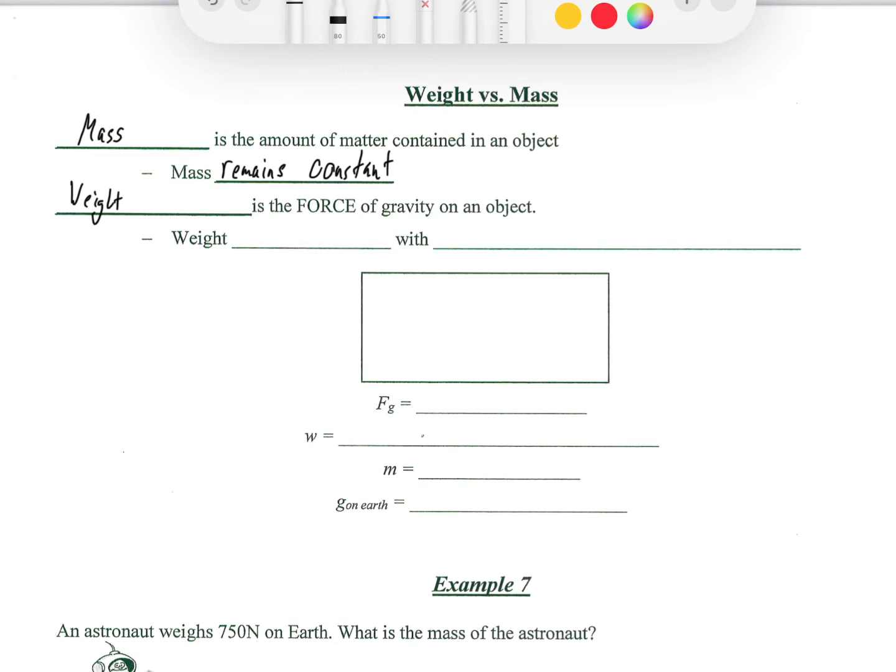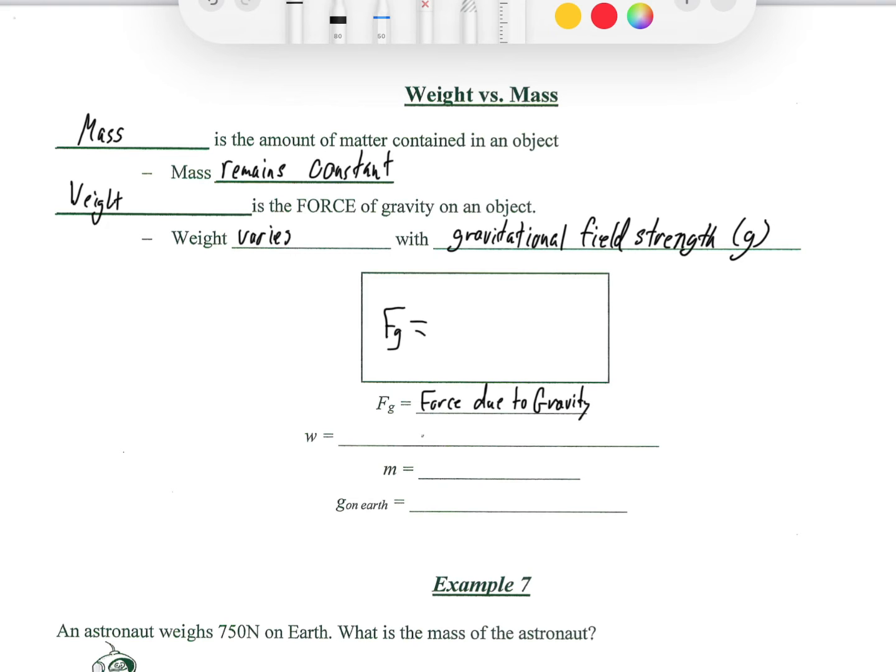And weight is defined as the force of gravity on an object. So weight is going to vary with gravitational field strength, which is actually our good friend, little g. So to write this out, and what this is equal to, our force of gravity, which we call Fg, this is our force due to gravity.